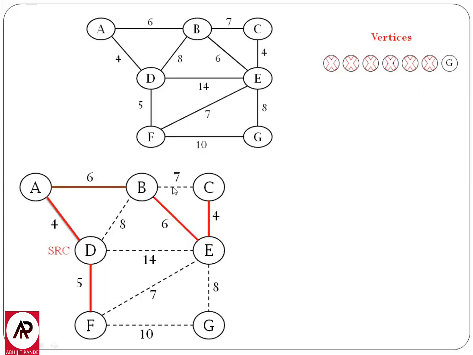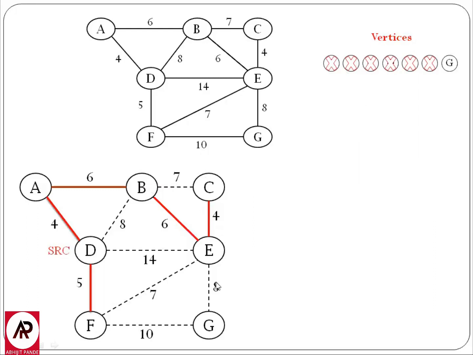Here the minimum cost is 7, but I am not going to consider this because this 7 is connecting the two vertices, that is B and C. But B and C are already considered, so there is no need to reconsider it. The second one is this 7. The 7 connects the two vertices, that is F and E. F and E are also considered. That's why I am not going to reconsider it.